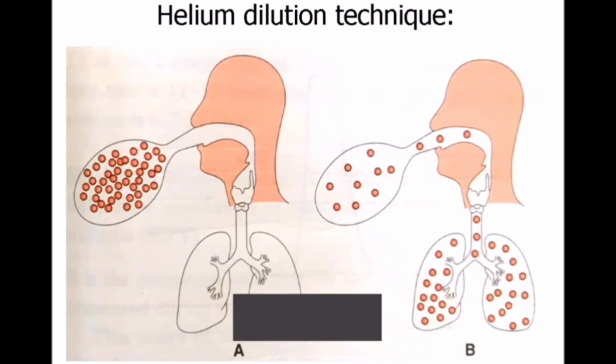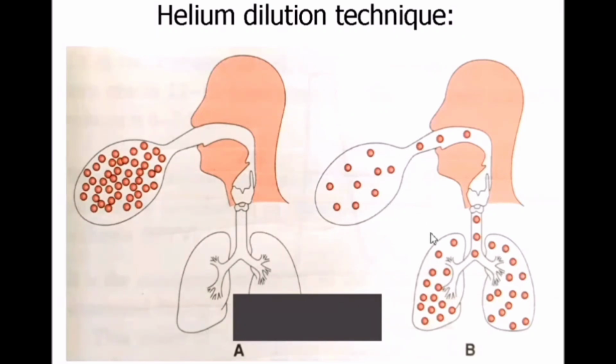See the diagrams. The first diagram shows the spirometer with a known quantity of helium, and the patient is inhaling that. In the second picture, the helium gets diluted into the FRC of the lung. Suppose this diagram is showing the FRC of the lung. A uniform concentration is attained in the spirometer as well as the lungs. The person inhales it so that uniformity forms between the FRC of the lungs and the spirometer.